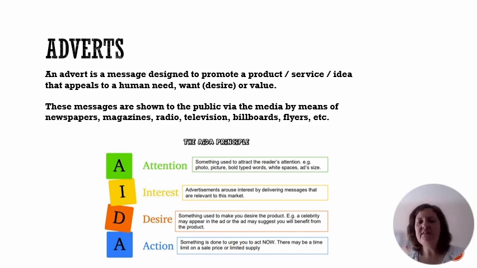And gents, one of the things that the examiner's report pointed out to us last year is that you really need to practice analyzing adverts. It's not good enough just doing it in the exam. Adverts are something that we're exposed to all the time. Whenever you see an ad, try and practice working out what's going on there.